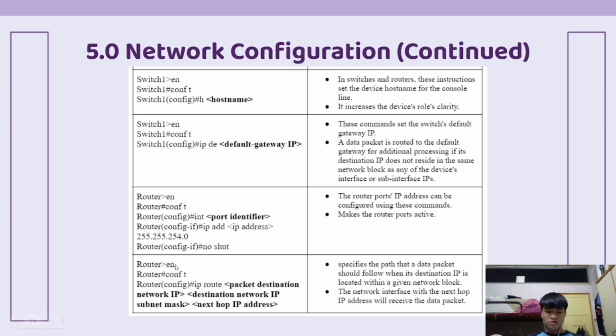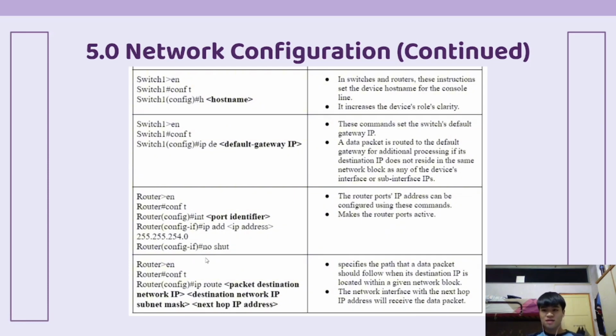And after that, this is to set the IP route. Same, we need to go into the configuration mode, configure terminal, and ip route. Here you write the packet destination network IP, the destination network subnet mask, and the next hop IP address. So that's it for our network configuration.